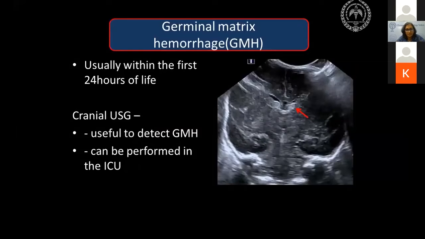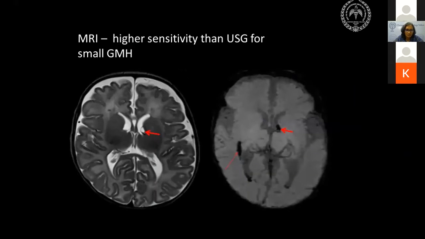So looking at each of these different findings or scenarios, in a patient with a germinal matrix hemorrhage, this occurs usually in the first 24 hours of life. And cranial ultrasound is again very useful to detect germinal matrix hemorrhages. And these can be performed in the ICU without having to shift the neonate for another scan. However, MRI is found to have a higher sensitivity than ultrasound for small germinal matrix hemorrhages.